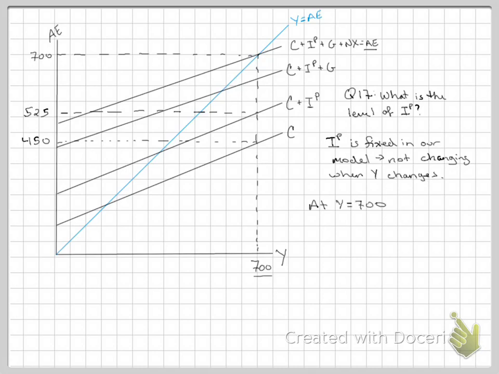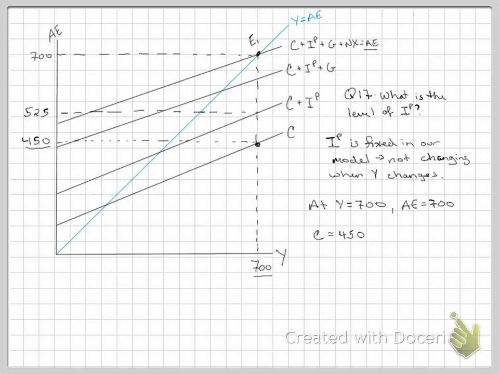So when Y is equal to 700, we know a few things. First, we're in equilibrium. We know that because way up here, we've got Y equal to AE. We've got $700 in aggregate expenditures when there's $700 in output. So we're at an equilibrium right here. Now, in order to get to that equilibrium, we know that consumption is equal to 450. We can see that just by looking at this point right here, and saying that we've got $450 in consumption at this point.